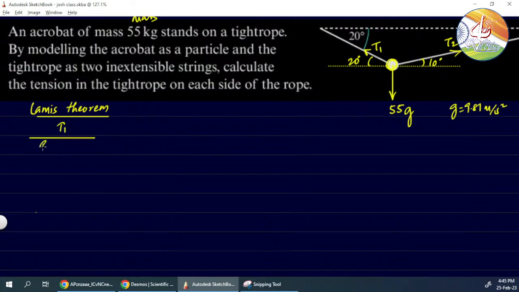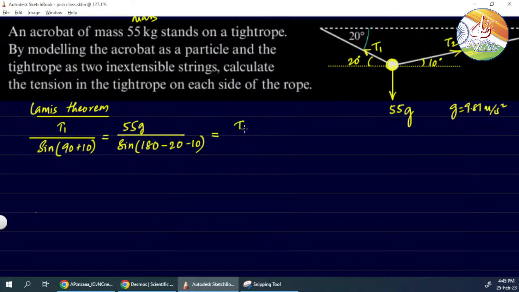So T1 divided by sine of 90 plus 10 is equal to the weight 55g divided by sine of this angle. How much is that angle? 180 minus 20 minus 10. Yes, 180 is a straight angle, minus these two angles will give us this.